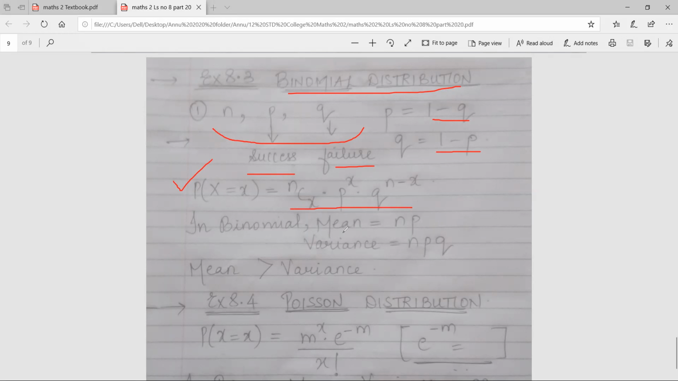Also in a binomial, mean is equal to np and variance is equal to n multiplied by p multiplied by q. Always in binomial distribution, mean will be greater than variance. So in a binomial, the formula of mean is np and the formula of variance is npq. So with that, we finished with exercise 8.3.